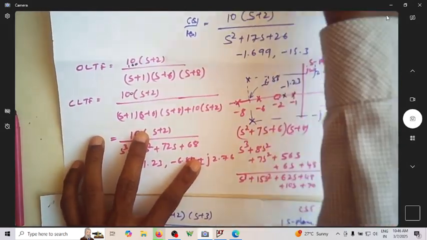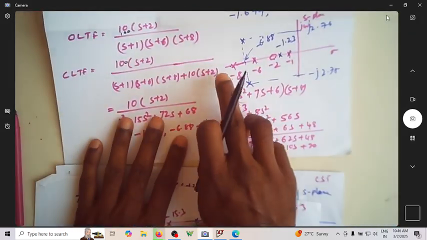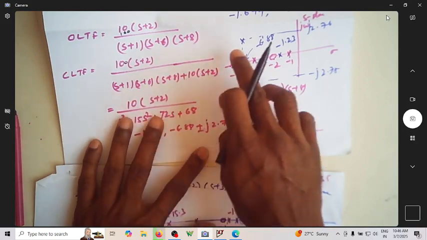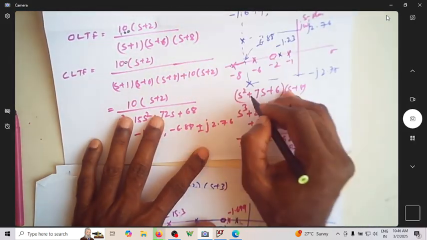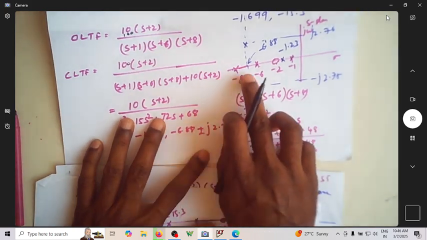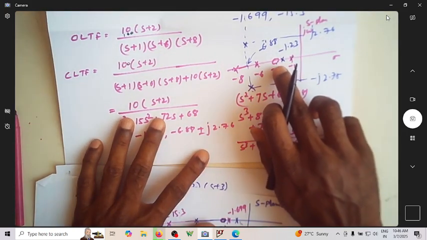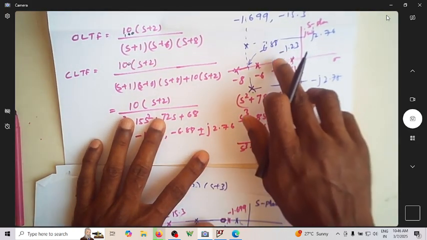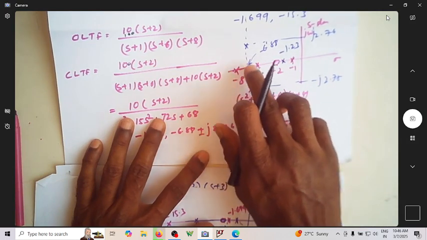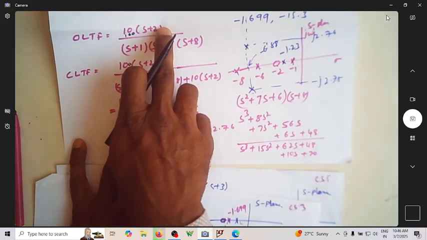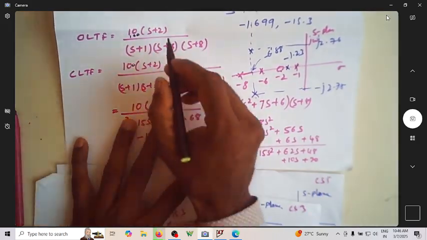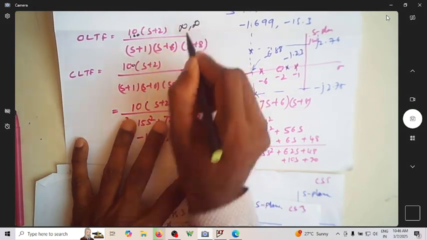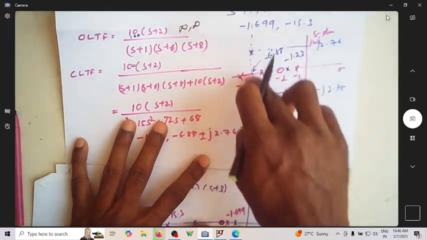Infinity need not be there on the real axis. It can be here or this way also. So it keeps going here. Since there is a finite 0, it will terminate there. Since there are two poles but the zeros are not there at finite, where is the 0 now? There are two zeros at infinity. So that's why they are going to infinity.